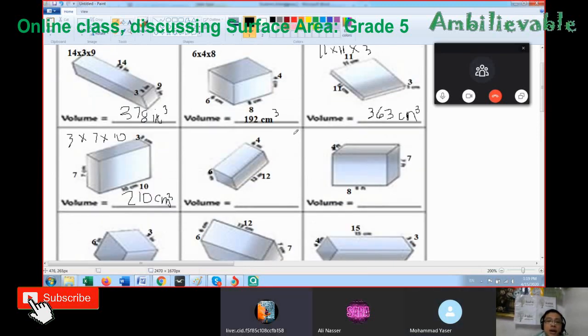Now, what about this one? Sarah, what are your dimensions? 6 multiplied by 12 multiplied by 4. So what would be your volume? 288. And what would be your unit? That is meter only. Yes, that's meters. Meter cubic.